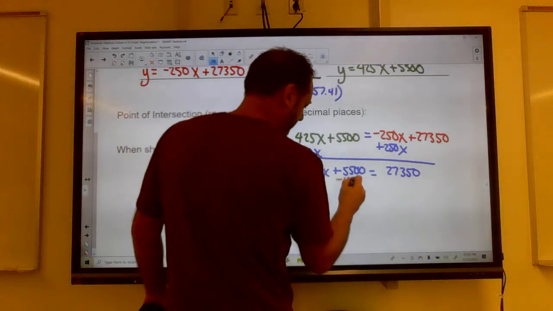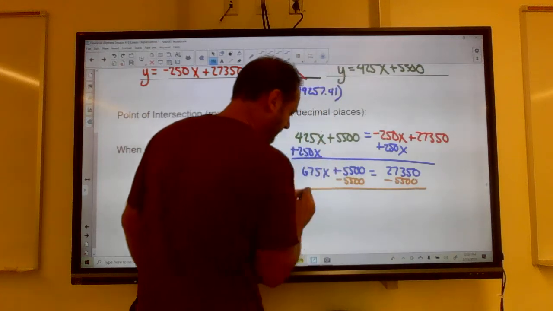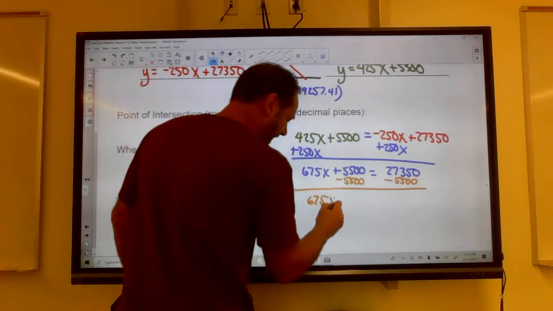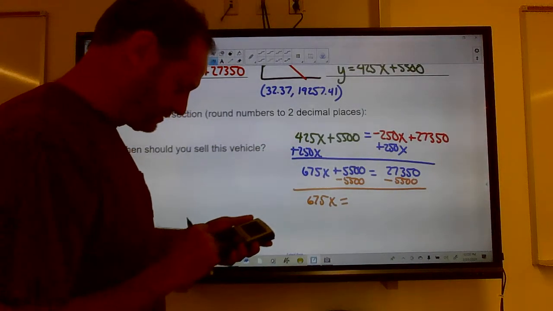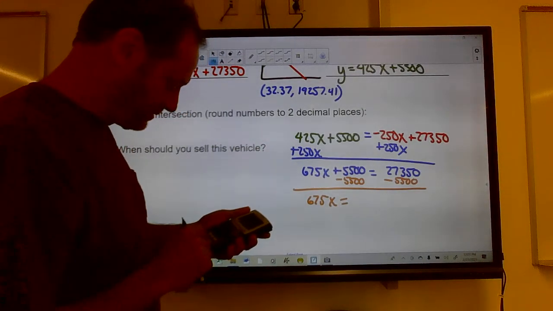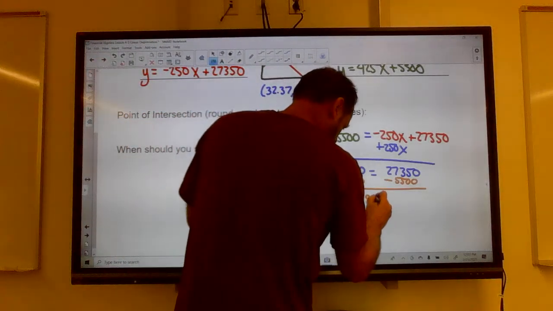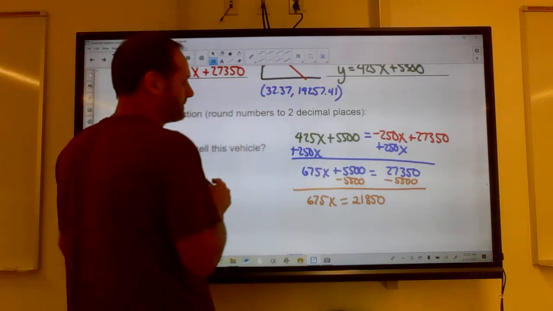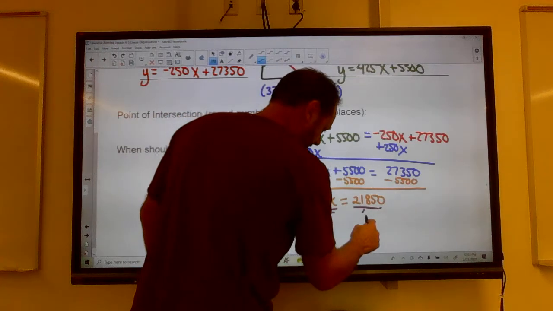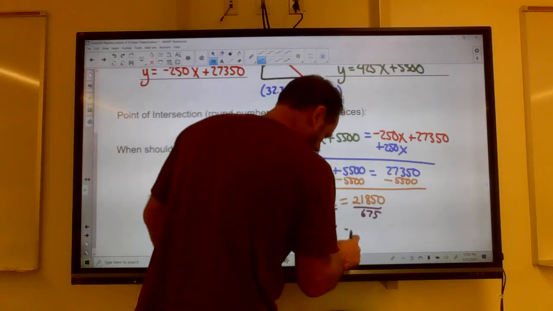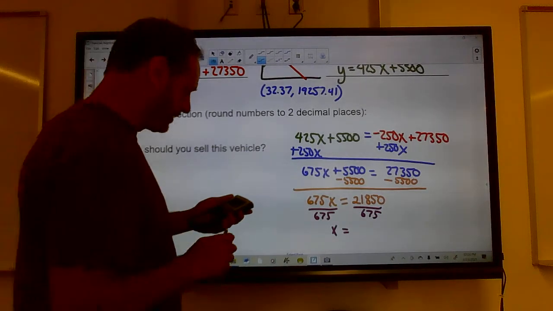I'm going to subtract 5,500 from both sides. 675x equals 21,850. I'm going to divide both sides by 675. X is going to be 32.37.